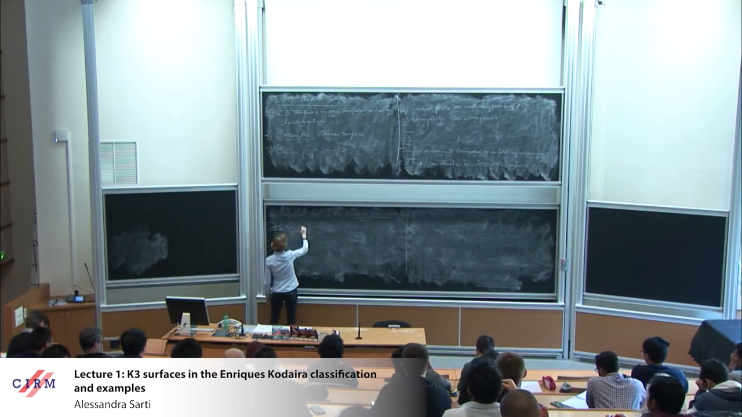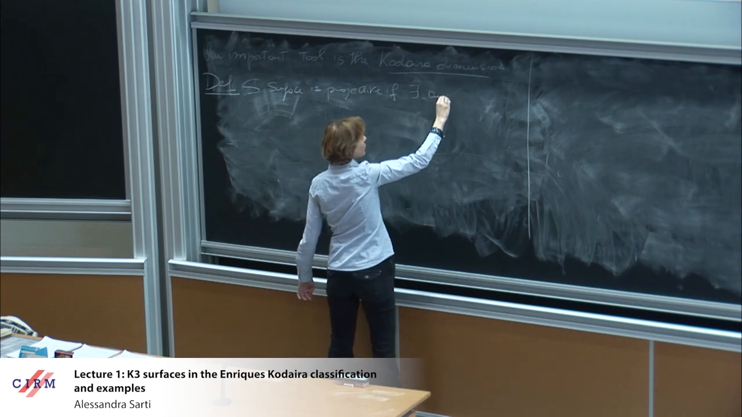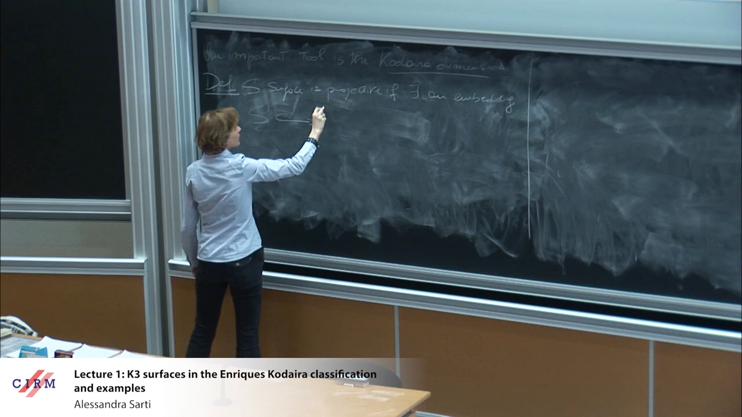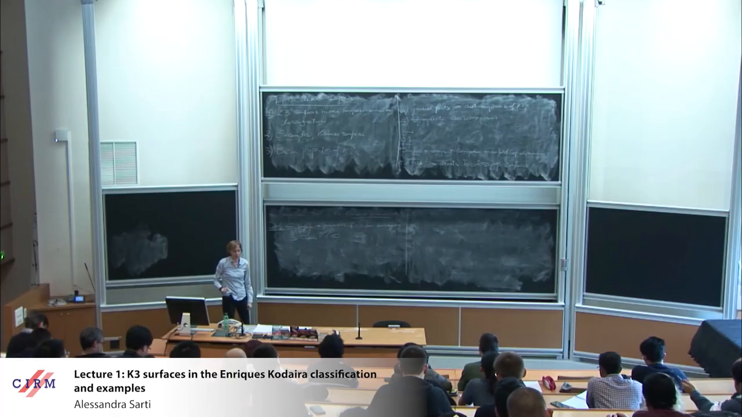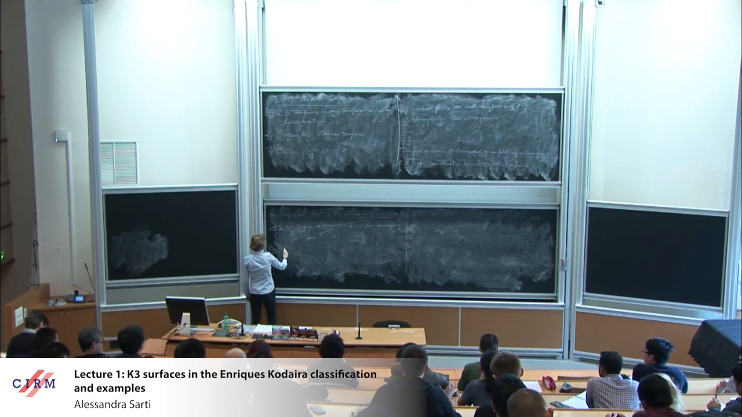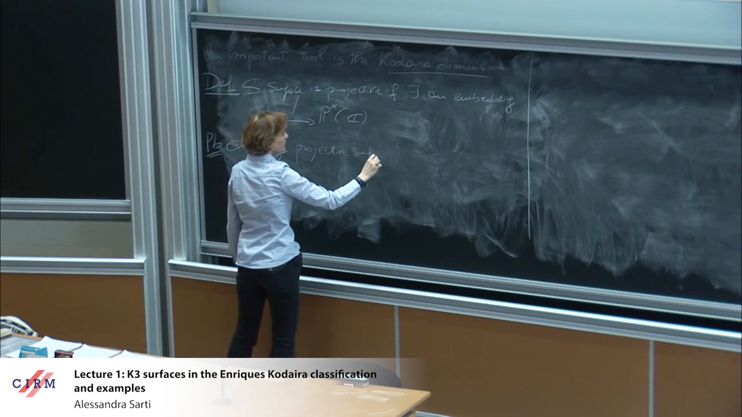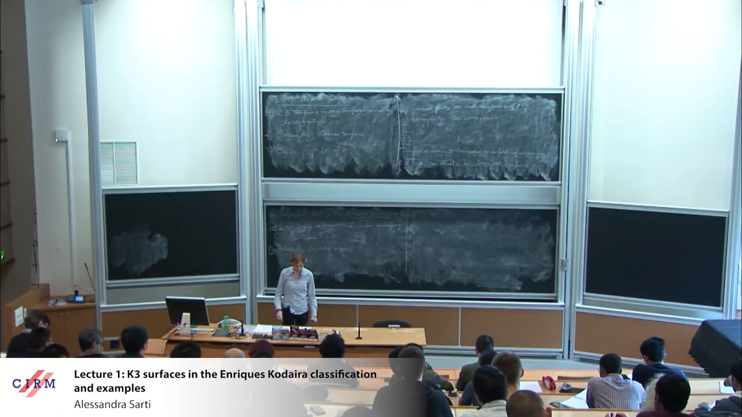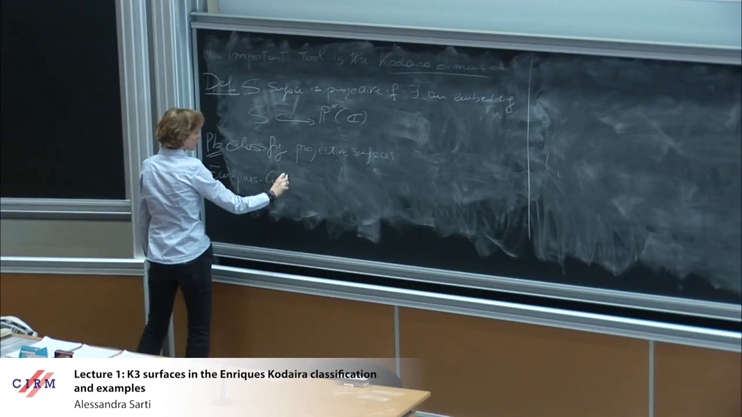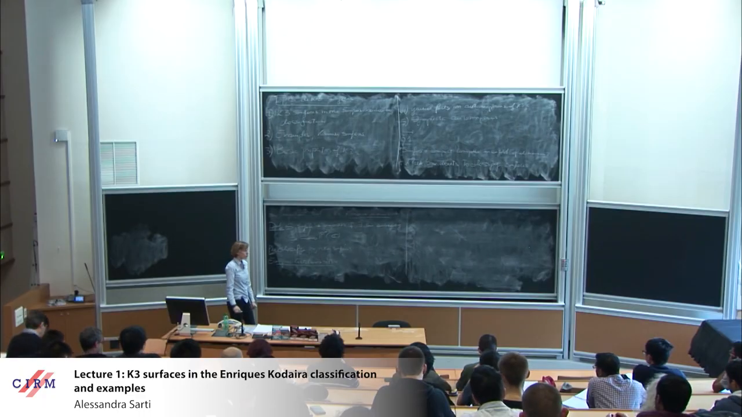A surface is projective if there is an embedding, as you have seen this morning for Torelli, of S in some projective space P^n, and as I said at the beginning, I am working always over the complex numbers. We want now to classify projective surfaces. What does it mean to classify a projective surface? Well, this goes back to Enriques and Castelnuovo, around 1910. They gave a birational classification of surfaces.